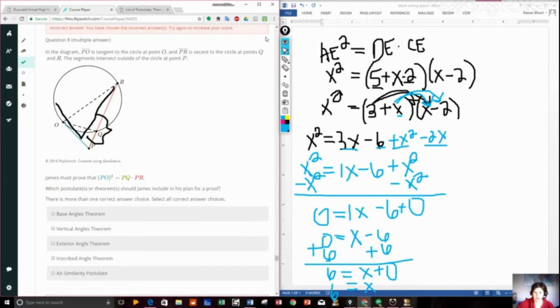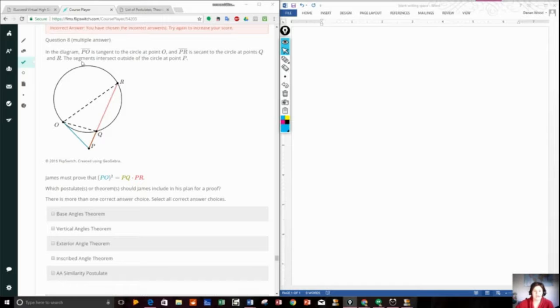Great job. Okay, now we're moving on to question 8. In the diagram, segment PO is tangent to the circle at point O, and segment PR is secant to the circle at points Q and R. The segments intersect outside of the circle at point P. James must prove that PO squared is equal to PQ times PR. Which postulates or theorems should James include in his plan for his proof?